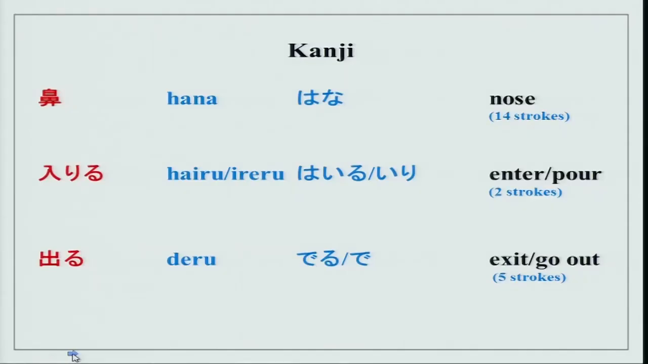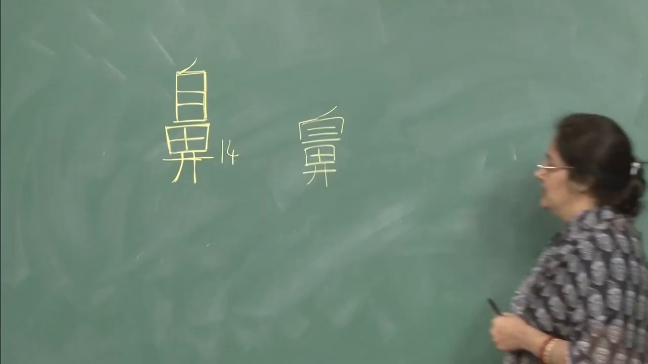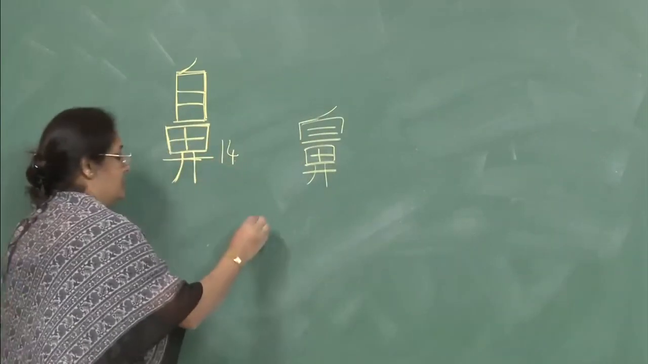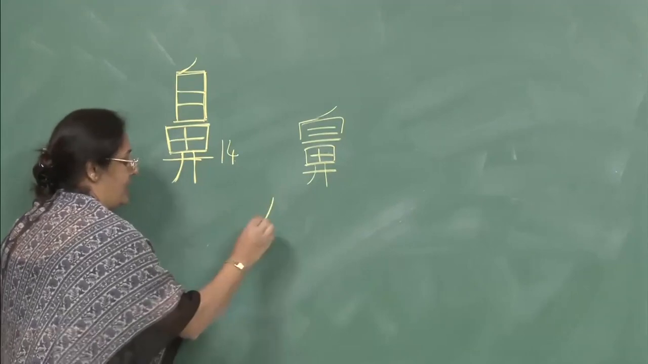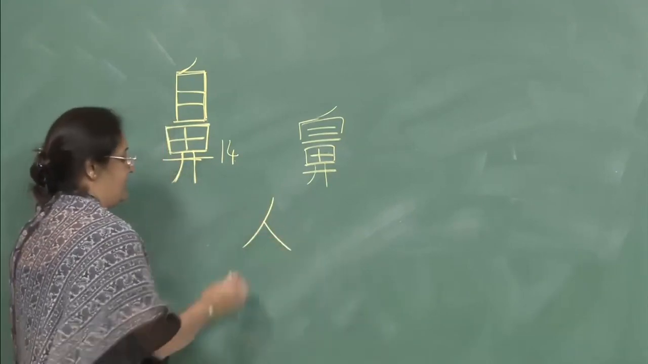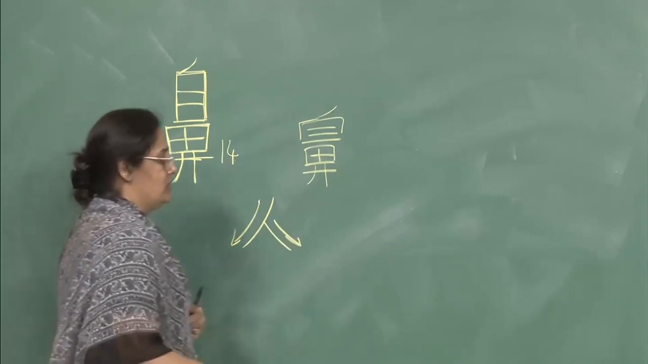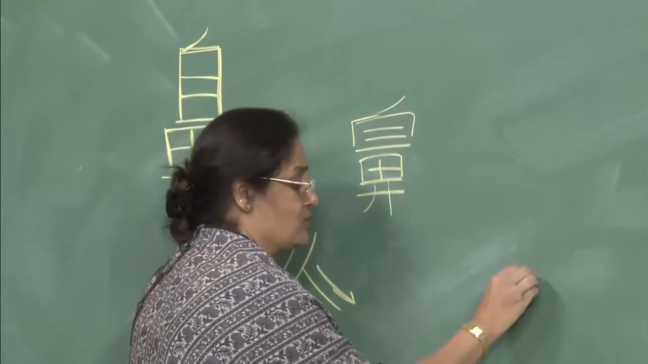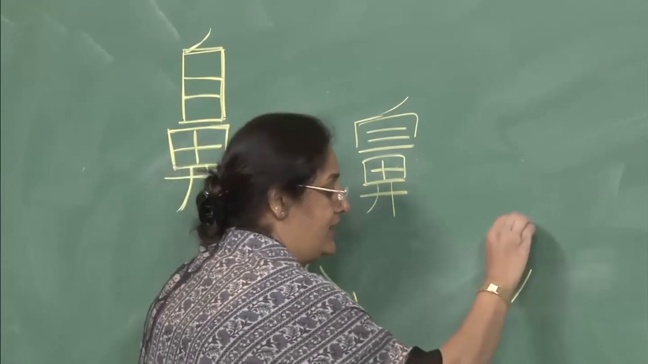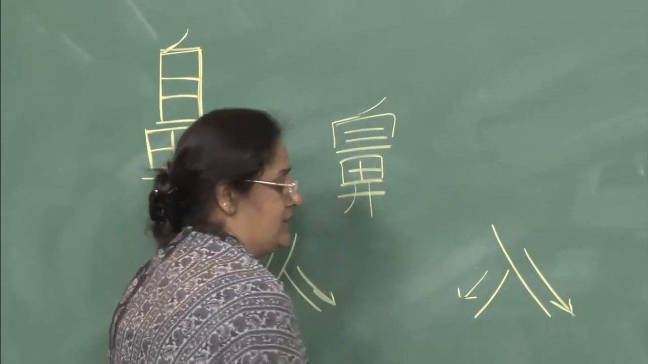Now, we have another one over here. Looks like hito, but it is different. The stroke order is different. For hito, the stroke order is 1 and then 2, like this. 1 and 2 over here. The stroke order over here is different. It is 1 like this and 2 over here.